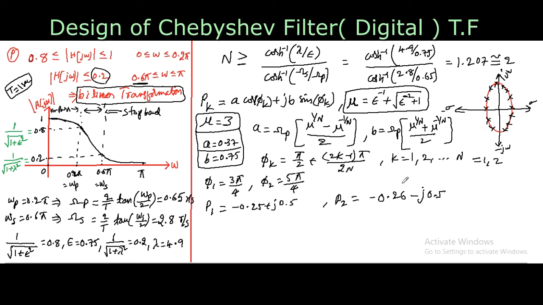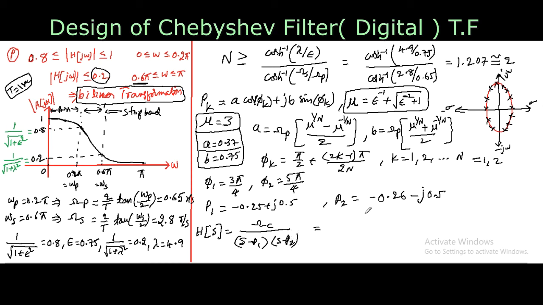So from these two, find H of s. What is the standard formula for H of s here? H of s is an all-pole transfer function. This H of s is omega c by (s minus p1) into (s minus p2).